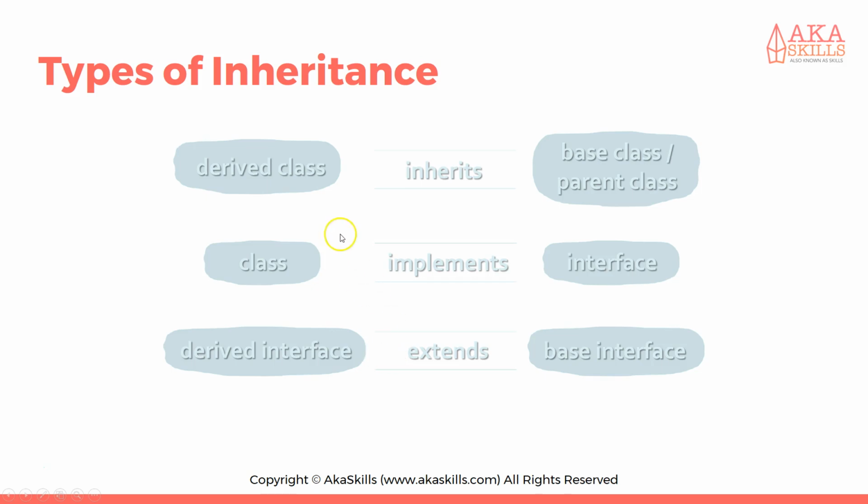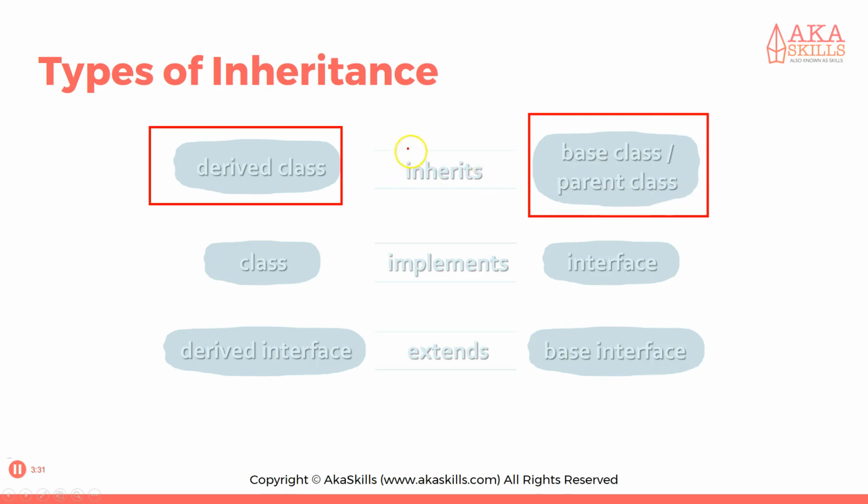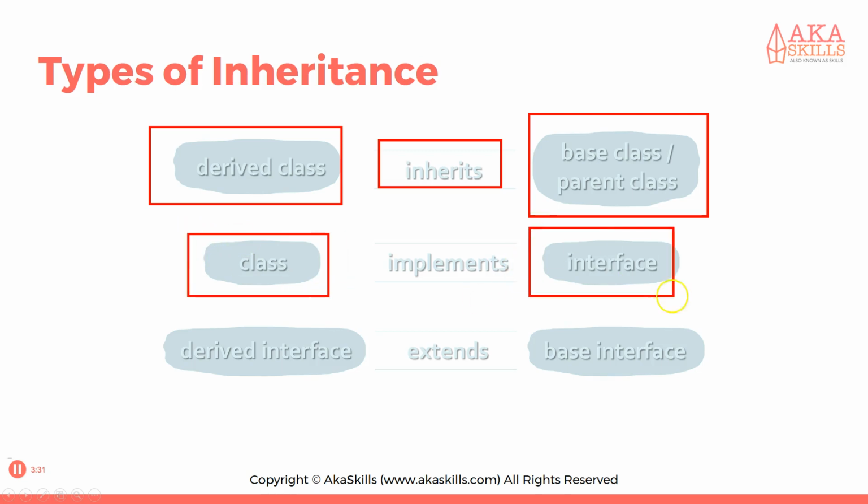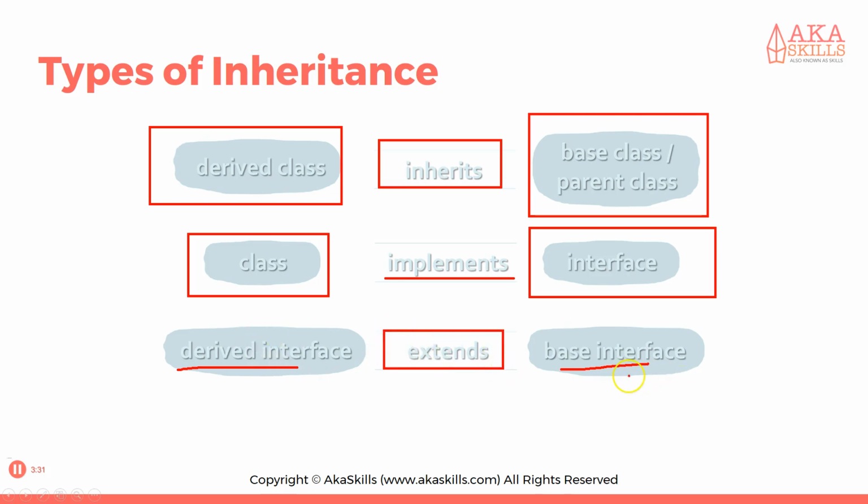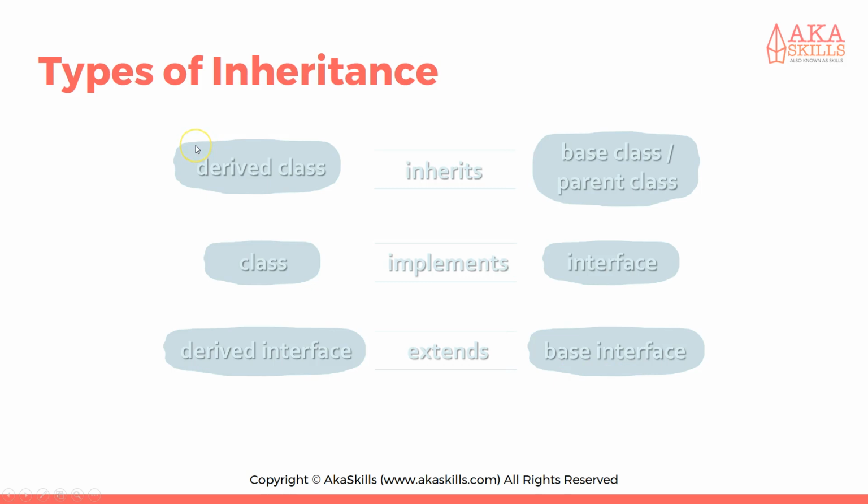So let's see what types of inheritance we have. When we have a derived class and a base class or parent class, this is called inherit. This is basically the terminology. If we have a class and an interface, then we say that the class implements the interface. And if we have a derived interface and a base interface, then we say that the derived interface extends the base interface.